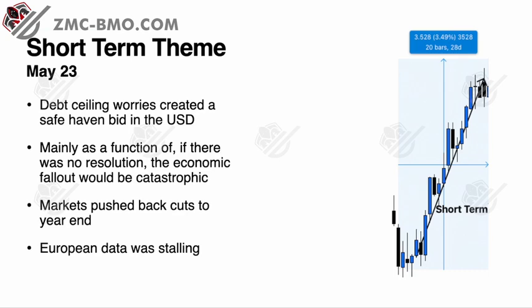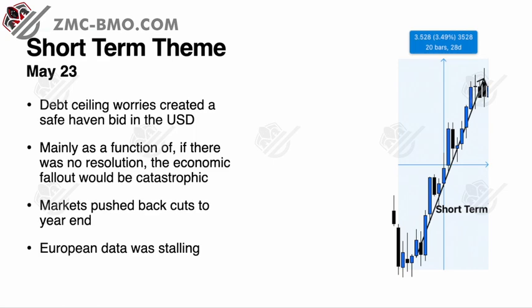So it's around mid-April. We saw a bit of consolidation, and then throughout May 23, we had debt ceiling worries, which created a safe haven bid in the US dollar. This was mainly a function of, if there was no resolution, the economic fallout would be catastrophic. And as we know, the dollar is seen as a safe haven in times of massive issues within the US economy, and also global issues as well. Markets pushed back cuts to year end. Previously, in that long-term theme slide, markets were expecting cuts in July, and then once all the banking issues were resolved, markets pushed back cuts towards the end of the year. And European data was stalling and starting to fall.